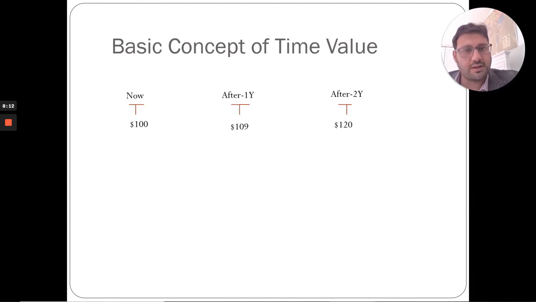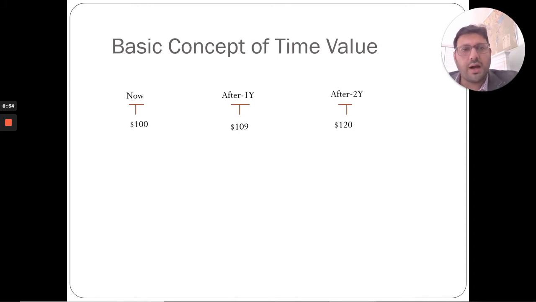So again, there are three alternatives, and I'm starting with the basic concept of time value of money now. The heading should be the basic concept of time value of money, rather than simply time value. The first alternative is to get $100 right now. After 1 year, $109, or after 2 years, $120. And you can opt for only one alternative. You cannot go with more than one. So if you go with the absolute value, we can clearly see that many people would choose the 120, because 120 is obviously more than 109 and 100.